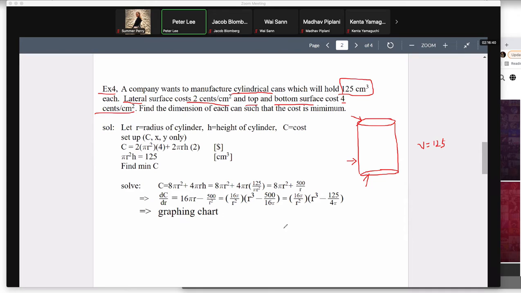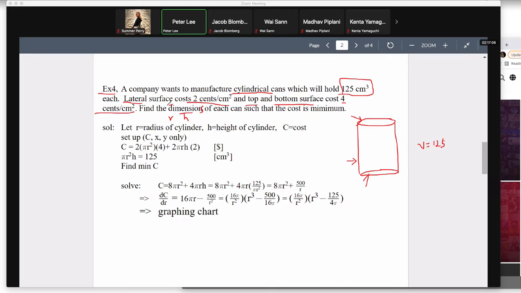So when you make cans, the cost of the can depends on the surface area, not the volume. Okay? So can I find the dimensions of each can? Dimensions meaning, what do you mean by dimensions? What's the R and what's the H? These are called the dimensions.